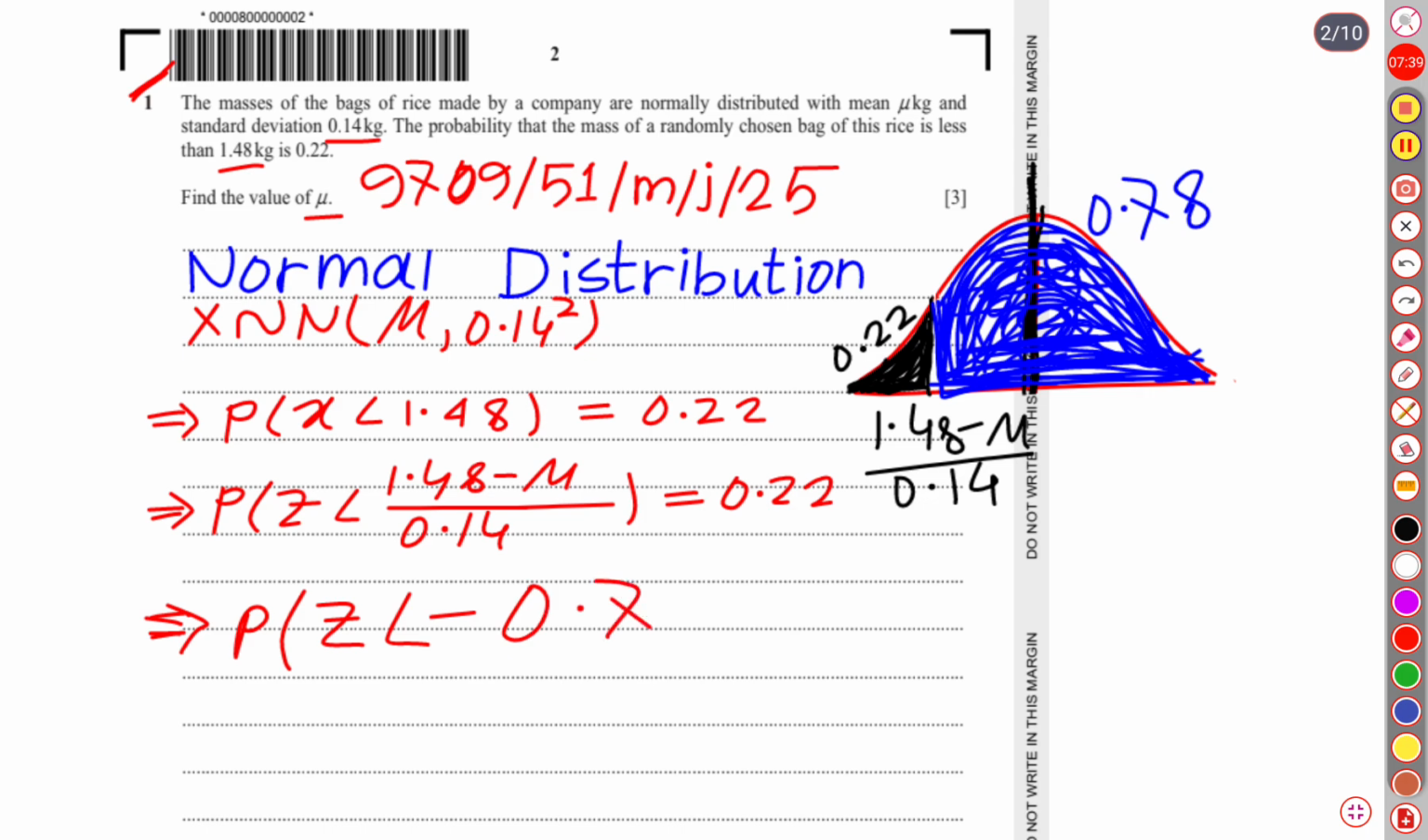0.772. And I think you have understood why we have used this negative symbol, because the z score is lying on the left side of the mean line. If any z score lies on the left side of 0, that is negative. That's why we have used negative.